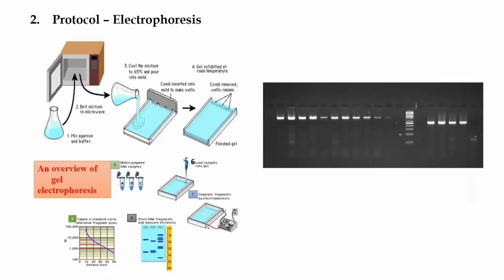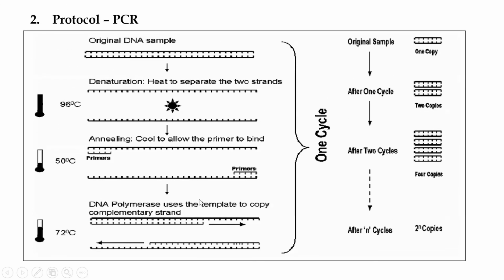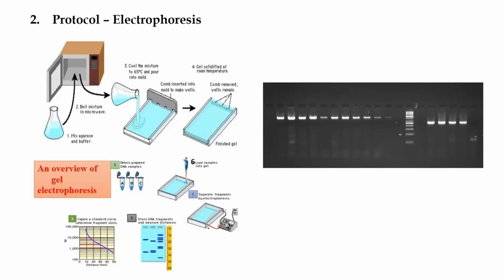Now, what you are getting after the PCR is again a mixture of DNA, a higher number of copies of the same DNA. So, how are you going to see those DNAs? Again, a gel is used. Now, in this case, this is not an acrylamide, bisacrylamide gel, which was used in Western. This is a different gel. This is an agarose gel.